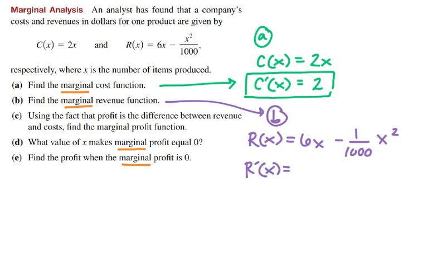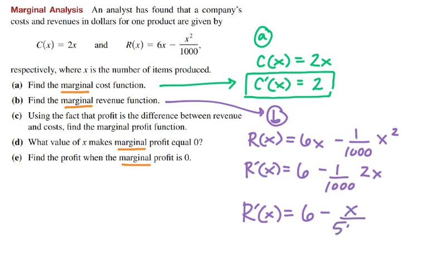So the derivative of 6X is 6 by the power rule, and my coefficient 1/1000 remains. The derivative of X squared is 2X. And simplifying that, R prime of X, my marginal revenue function, is going to be 6 minus X over 500.